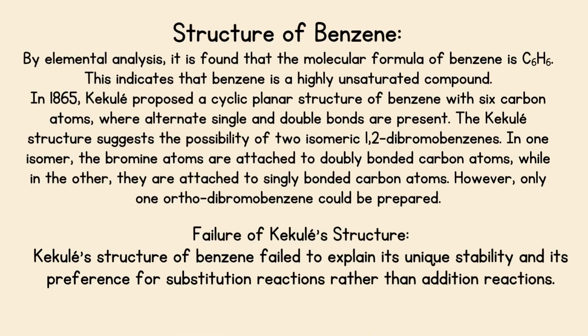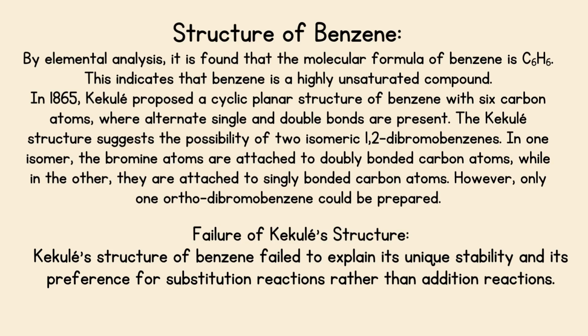Structure of benzene. By elemental analysis, it is found that the molecular formula of benzene is C6H6. This indicates that benzene is a highly unsaturated compound. In 1865, Kekulé proposed a cyclic planar structure of benzene with 6 carbon atoms, where alternate single and double bonds are present. The Kekulé structure suggests the possibility of two isomeric 1,2-dibromobenzenes. In one isomer, the bromine atoms are attached to doubly bonded carbon atoms, while in the other, they are attached to singly bonded carbon atoms.